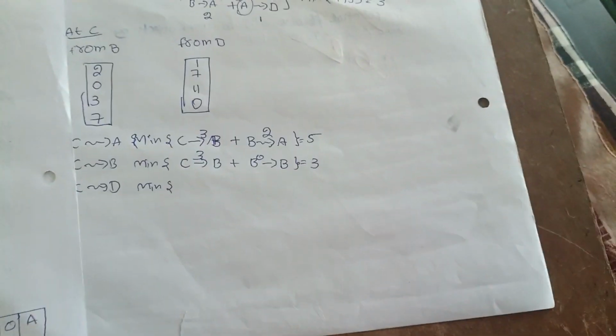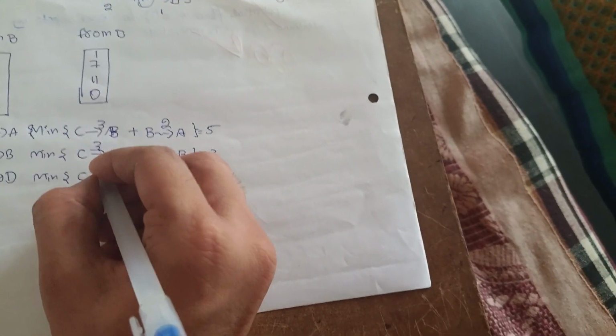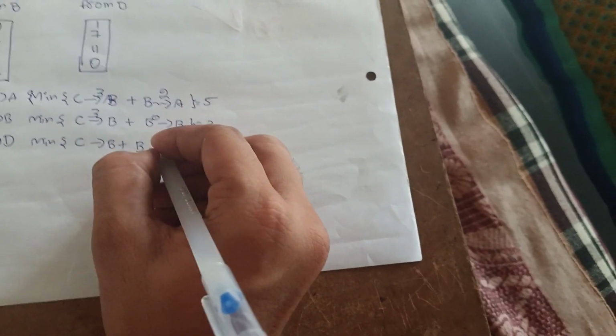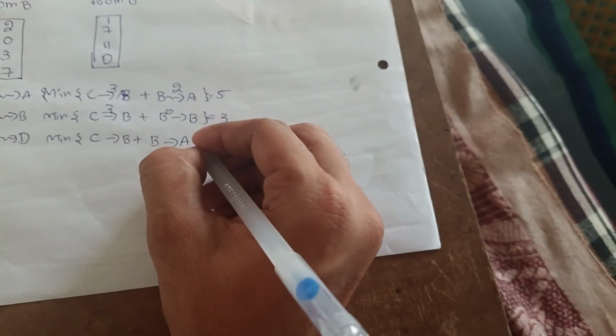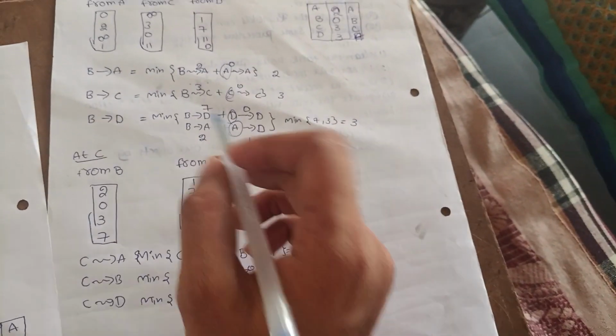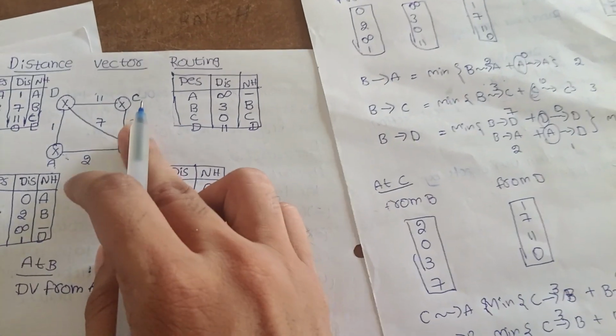We want to go C to B, B to A and again A to D. Finally, the conclusion is the minimum distance we want to check from the given diagram. So C to B distance is 3.